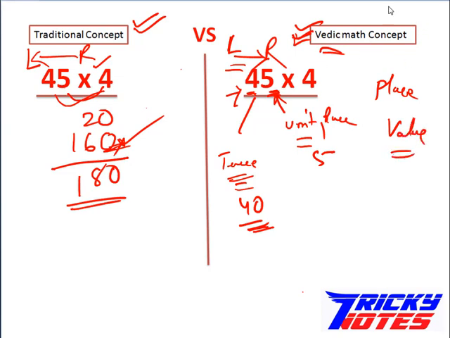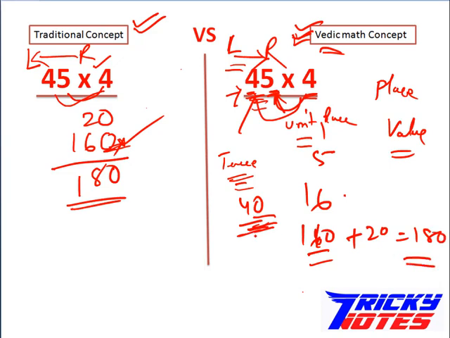The place value concept says a number is not the original number when it is multiplied by the place value. 5 is 5 all the time. But 4 into 4 is not 16, because that is not actually 4, that is 40. So that is 160. It's 40, not 4. Now 160 plus 5 into 4, which is 20. Now the answer is 180. That is very clear and obvious.